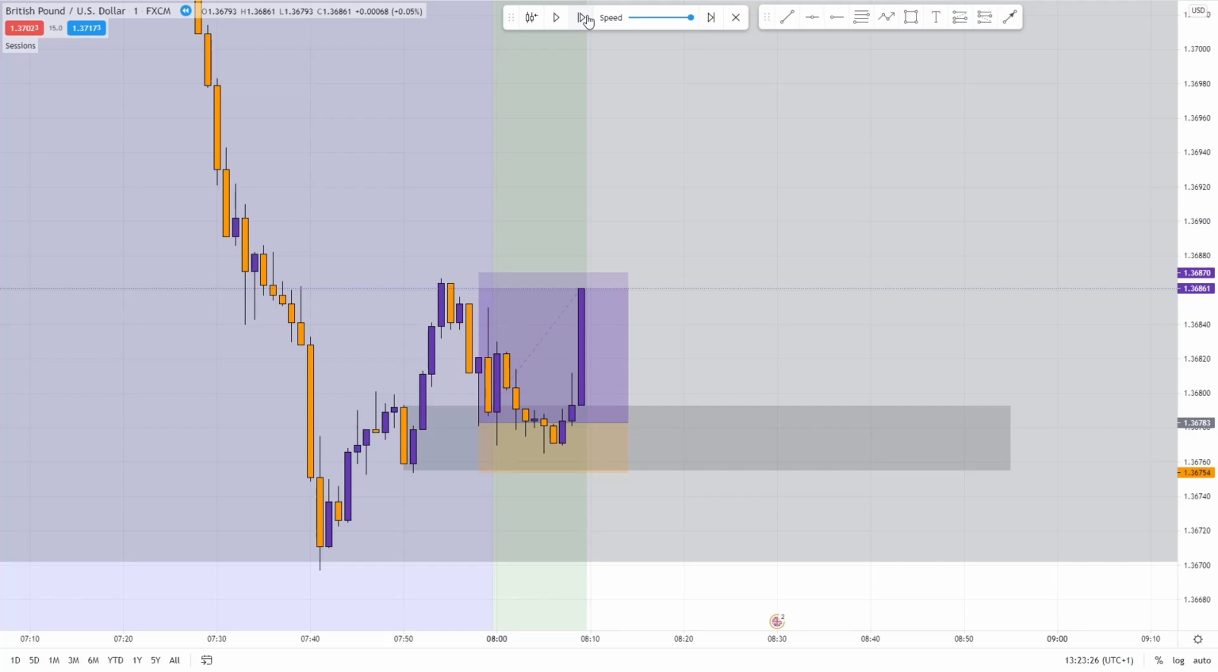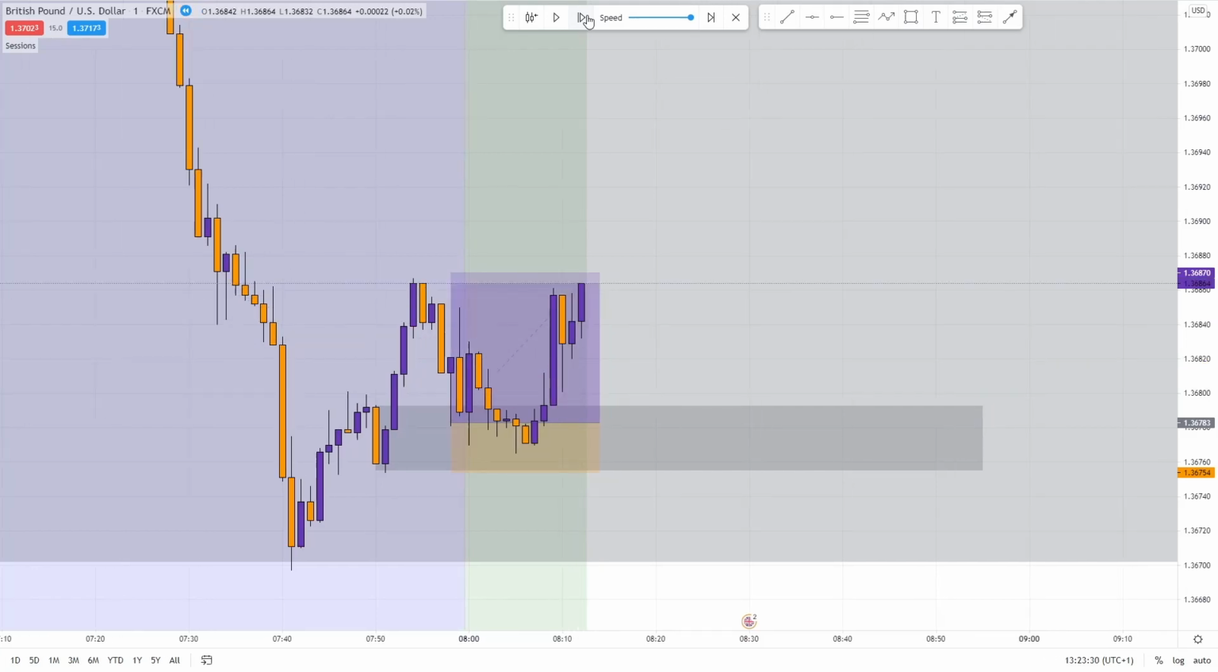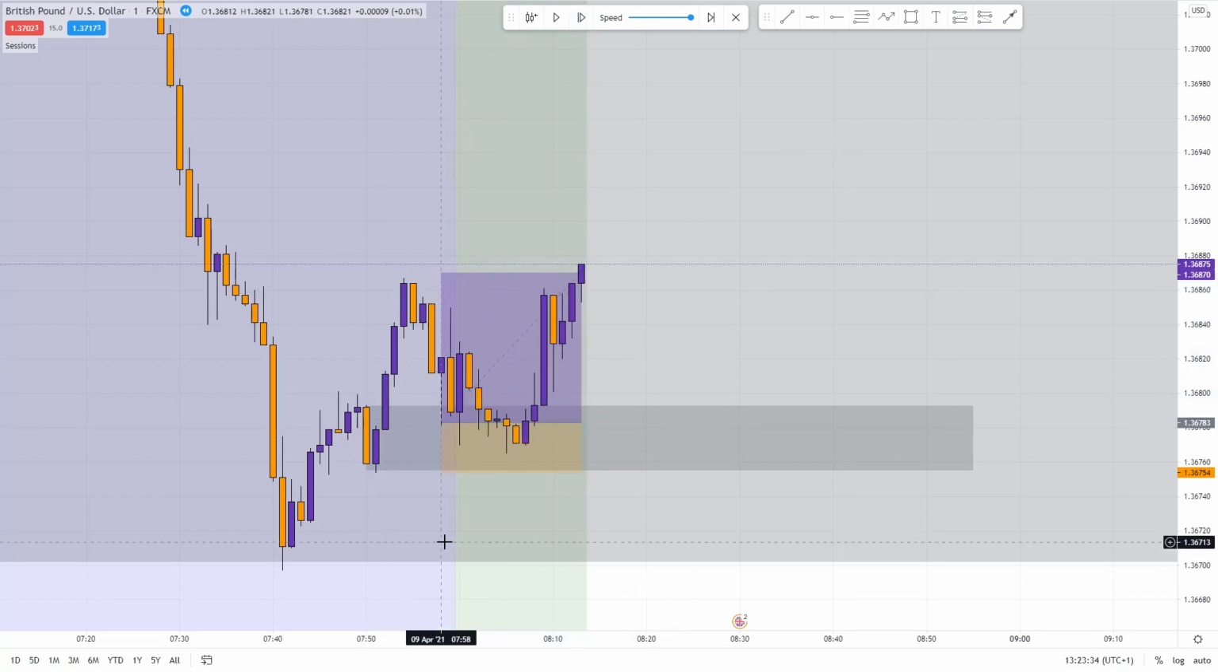We then start to see some upside and we get some really impulsive bullish moves up, and our take profit is hit for a 1-to-3 risk to reward ratio. The duration of this trade was only 15 minutes, which was really great.